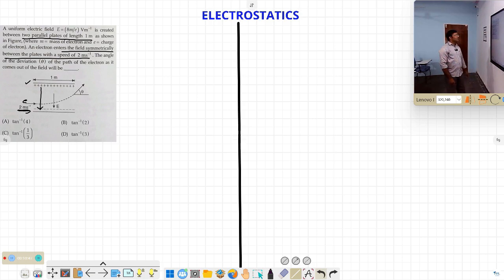Now, the angle of deviation of the path of the electron as it comes out of the field will be what? What angle will it come out at? This theta is equal to how much, they're asking. First, there are three concepts you need to understand here.